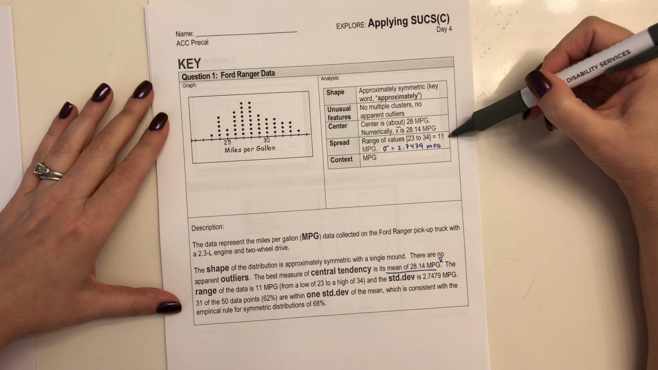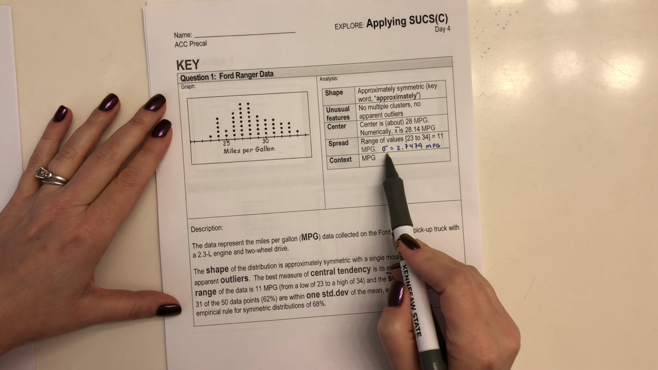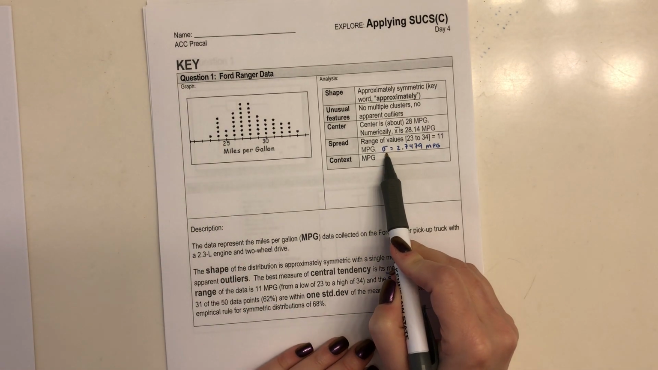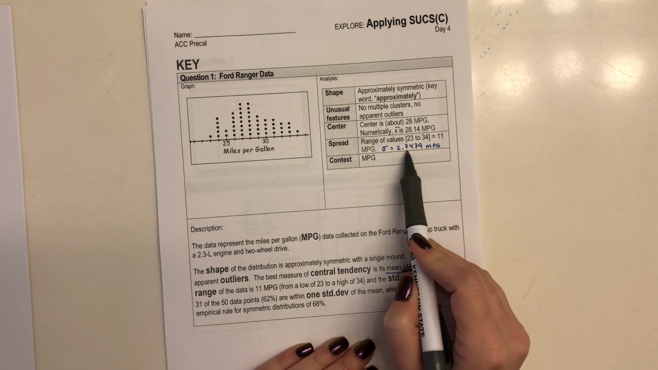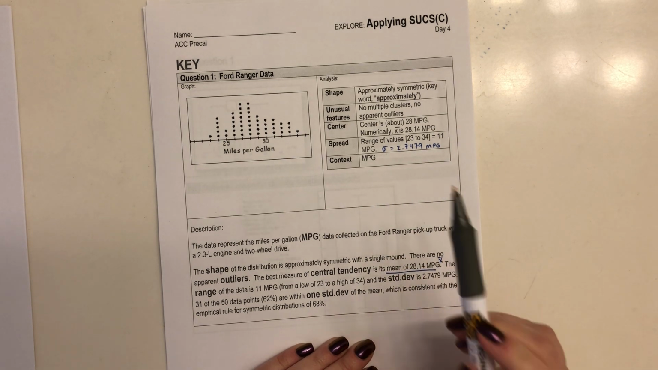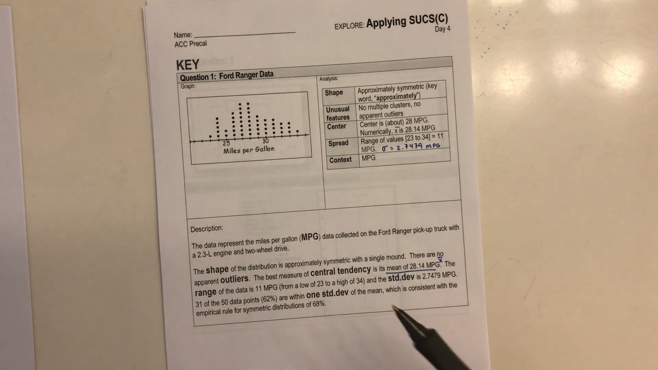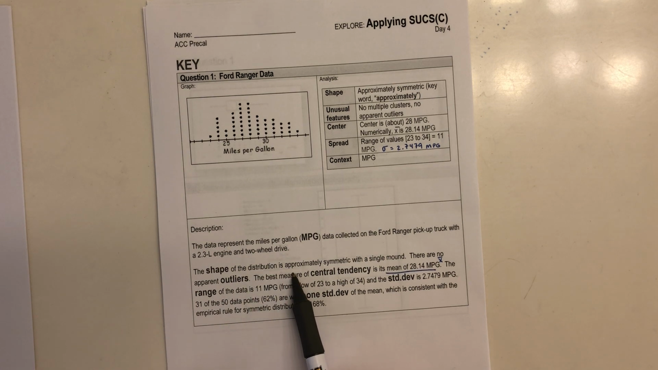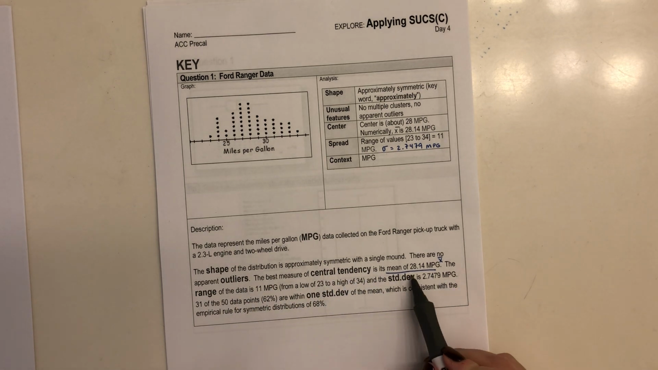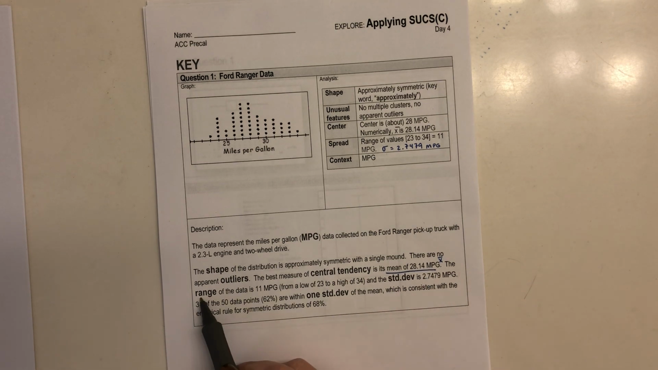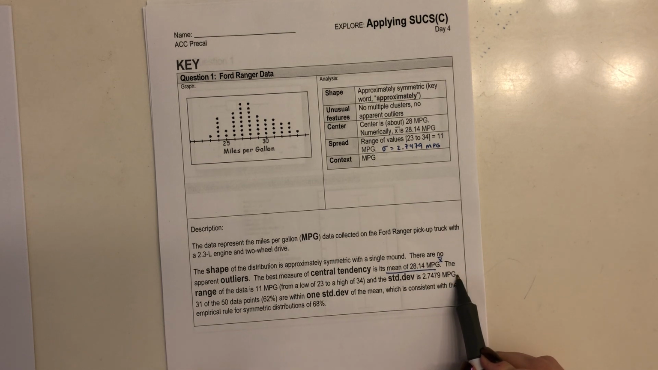Your range of values is going to be your highest minus your lowest, so that's 11 miles per gallon. If you want to do standard deviation for your second measure of spread, that comes out to be 2.7479 miles per gallon. And your context, every unit is in miles per gallon. So looking at your description in words, you would say the shape is approximately symmetric with a single mound. There are no apparent outliers. The best measure of central tendency is the mean. You can also talk about spread, so you will go to the range and standard deviation.